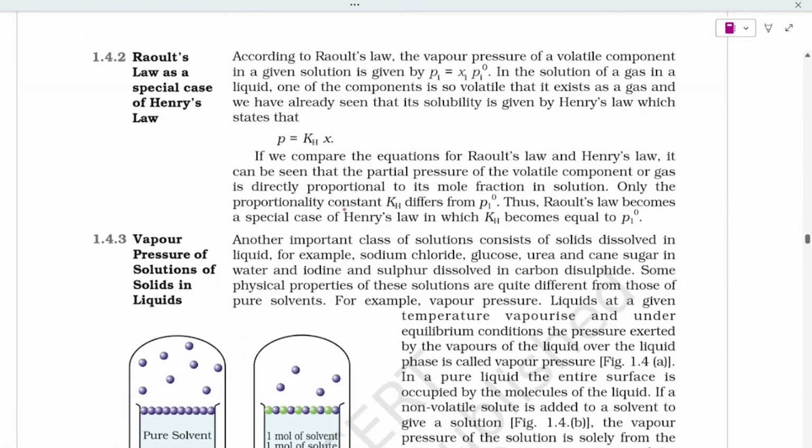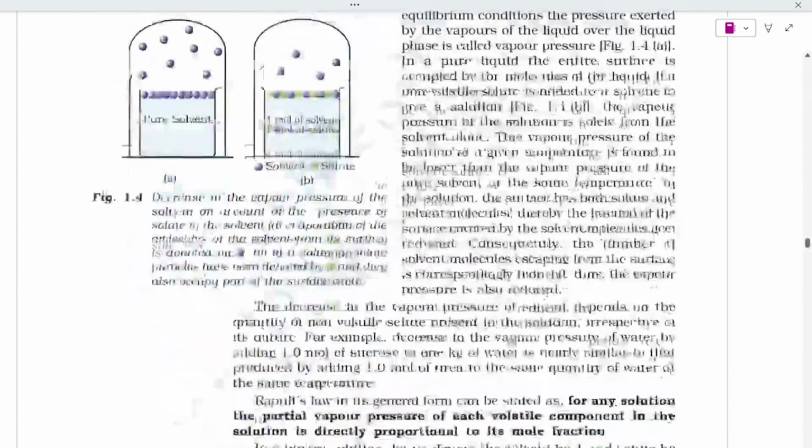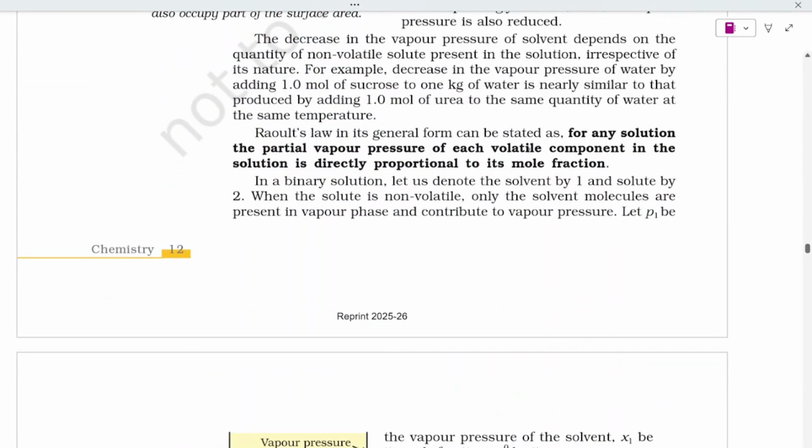Now, Raoult's law as a special case of Henry's law. According to Raoult's law, the vapor pressure of a volatile component in a given solution is P1 equal to X1 P1 naught, and in the solution we denote it as P is equal to KH X, where KH is Henry's constant, P is the partial vapor pressure and X the mole fraction. Next, Raoult's law in its general form, we can say for any solution, the partial vapor pressure is directly proportional to its mole fraction.